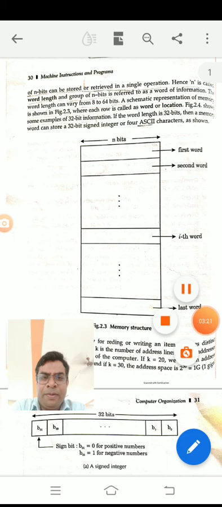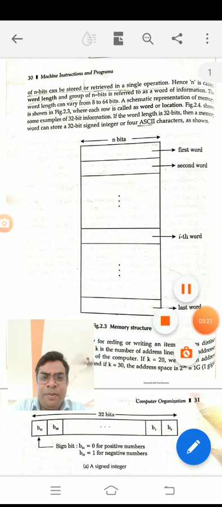It is 4 characters of information, 8 into 4 means 4 characters of 8 bits each. This is the 4-character structure. This is a signed number, and this is an example of encoded information in 32 bits. And this diagram is known as the memory structure. In this memory structure, we are going to discuss further.